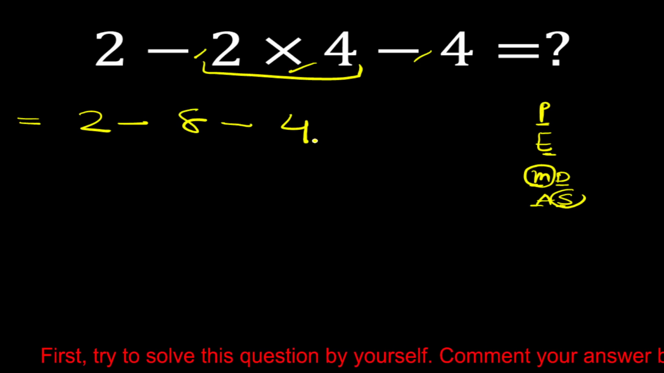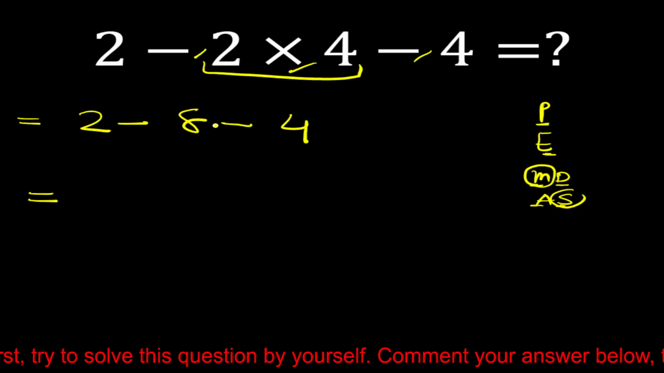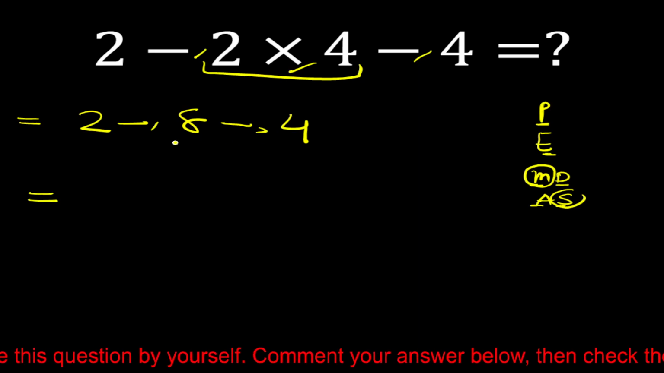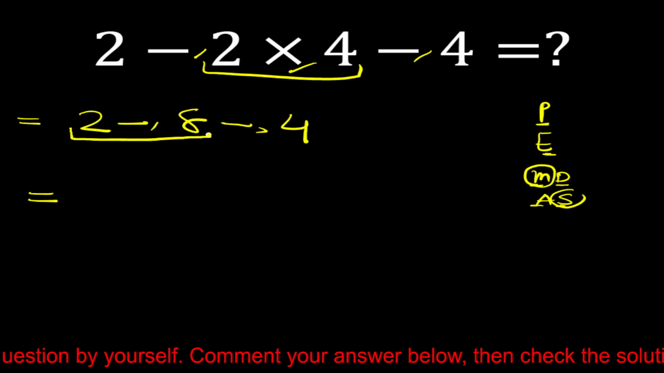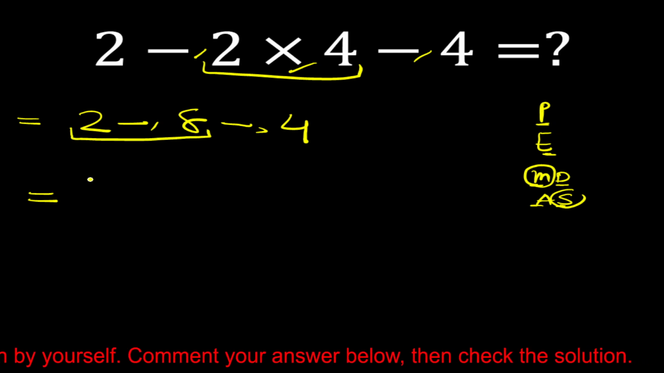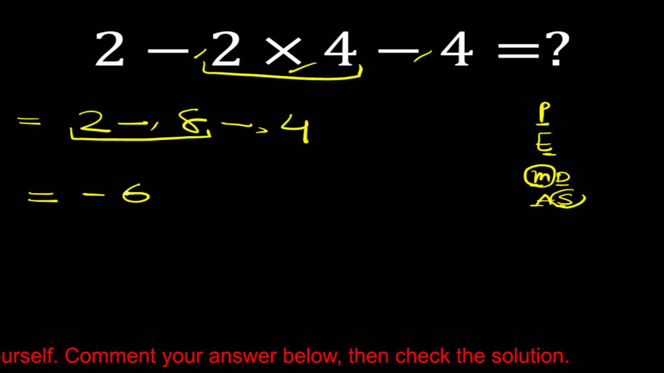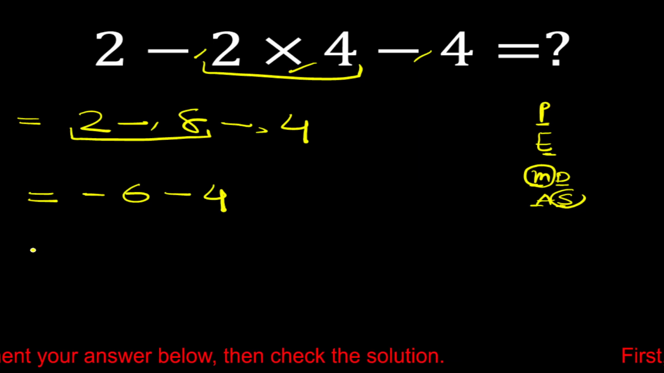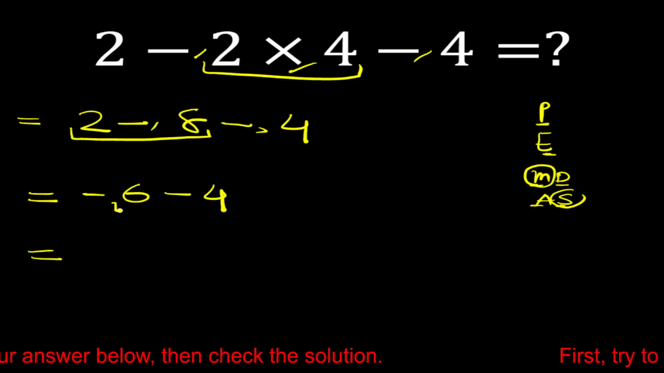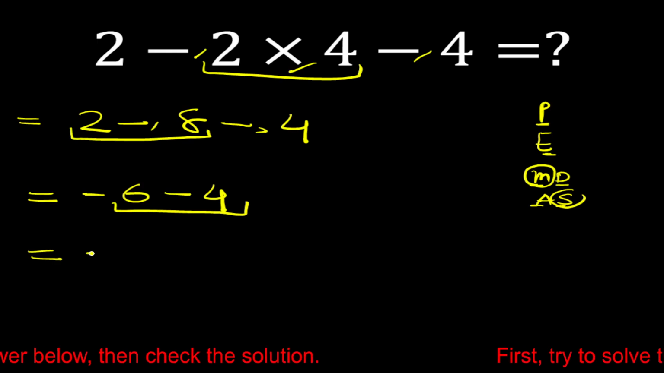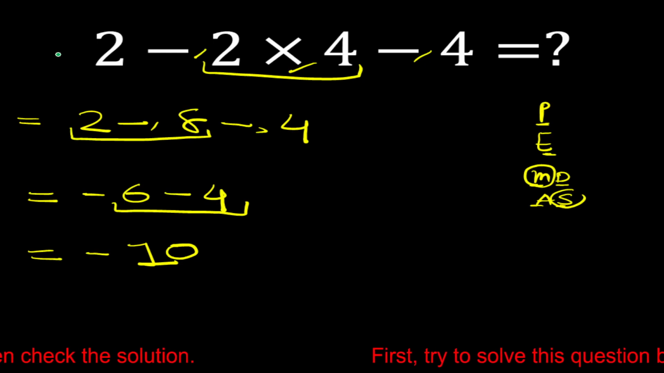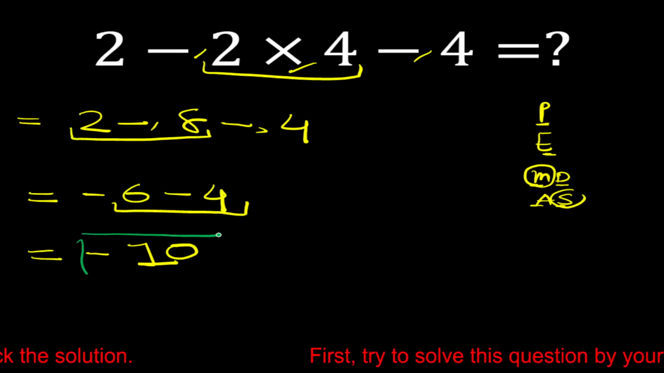Minus 4. Here is one subtraction and here also is one subtraction. Both have equal priority, so we have to solve this part. So 2 minus 8 is equal to minus 6, minus 4 is equal to minus 6 minus 4 is equal to minus 10. So the correct answer is minus 10.